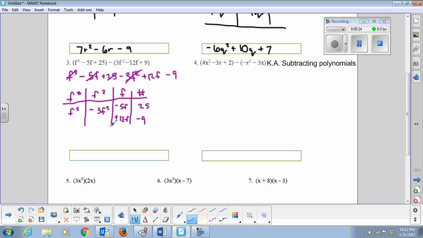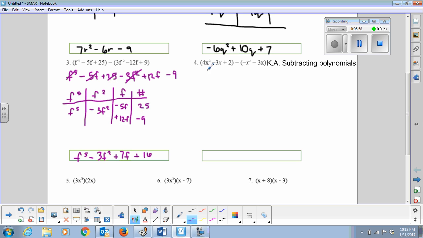So the only groups that we need to deal with combining anything are the last two. So I'm just going to rewrite the first one. So we have f to the power 5 minus 3f squared. Then negative 5 plus 12 is positive 7f. And 25 minus 9 is positive 16. Okay, or 25 plus negative 9, same thing.